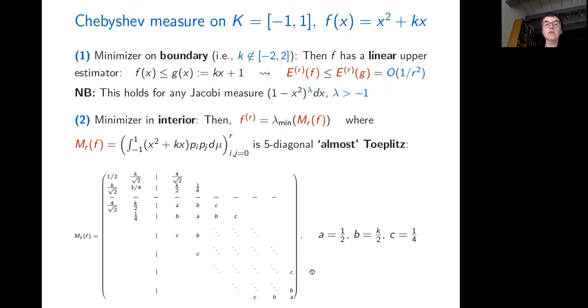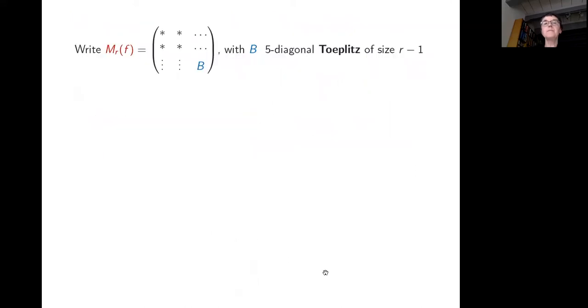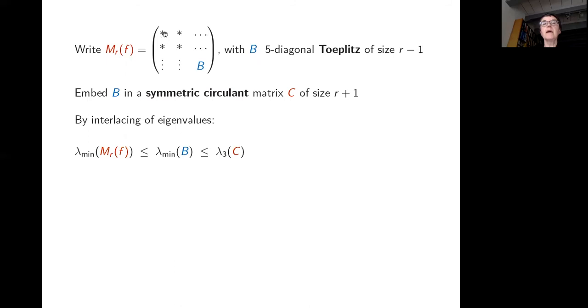And we have to understand what is the smallest eigenvalue of this matrix. And the trick to do this is to rely on the fact that we have this big 5 diagonal Toeplitz submatrix sitting in it. We don't like the first two rows and columns because they have a bit complicated entries. Well, what we are going to do is replace the first two rows and columns by the numbers you need in order to make a circulant matrix C. So you adaptively change the entries in the first two rows and columns to embed B in a symmetric circulant matrix C of size R+1.